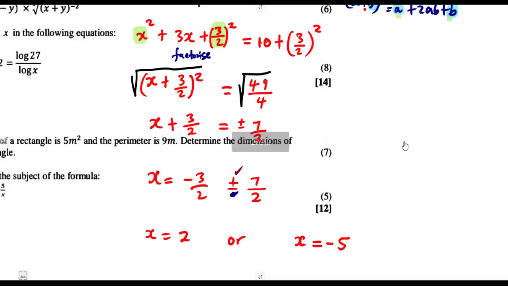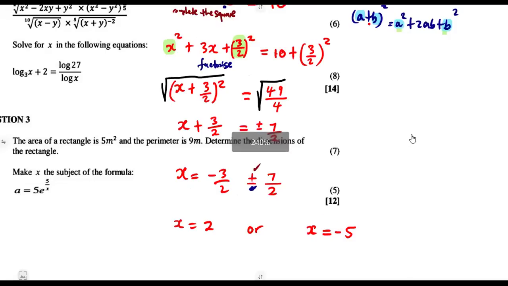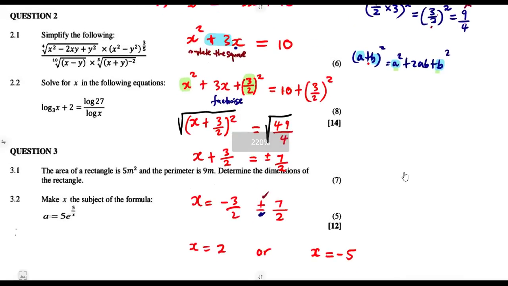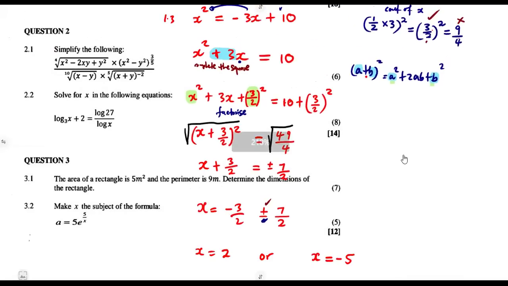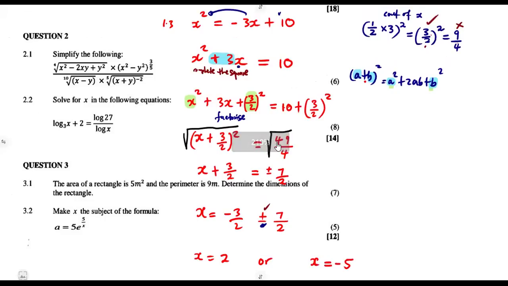Completing of the square method. Under exam conditions, you are told to use the completing of the square method. Use that, and then use the quadratic formula to prove your answers, to see if you are in the right direction. That is the case in an exam.